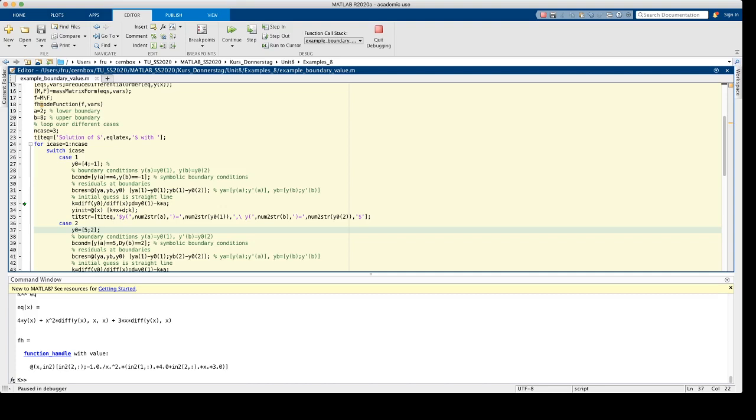So the initial guess is a straight line through the two boundary points at the given function values. And this is now expressed by the function handle yInit. So yInit is a function of x, and it's a column vector. The upper entry is the function, and the lower entry is the derivative of this function.